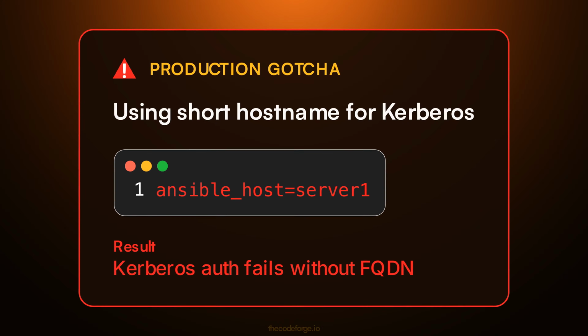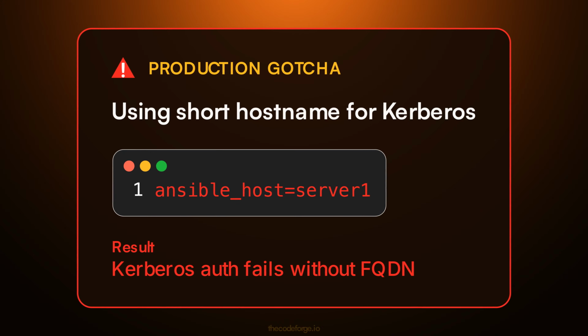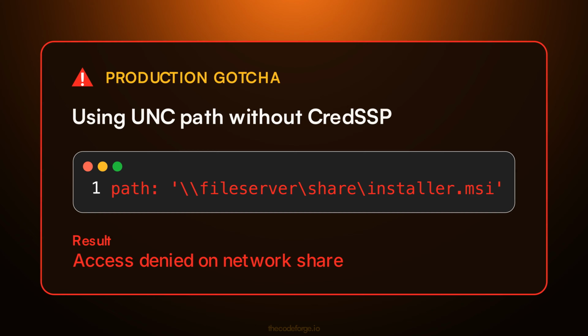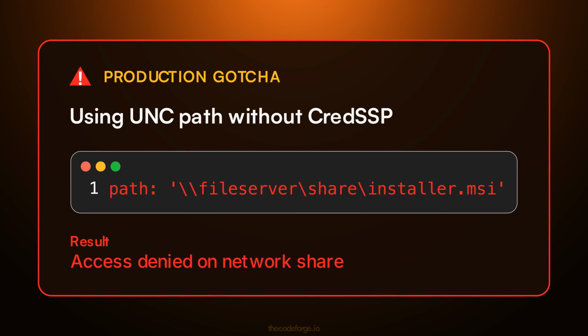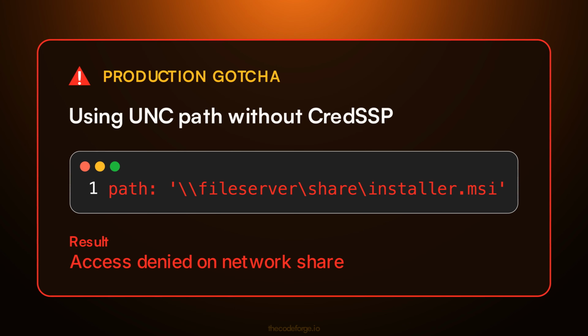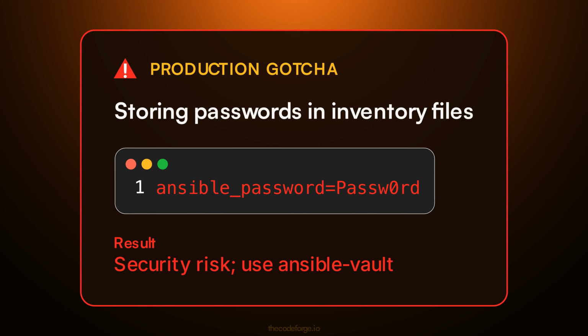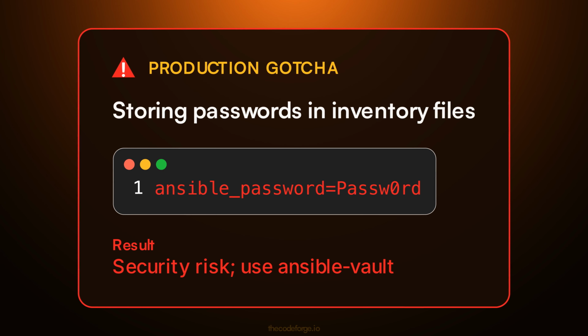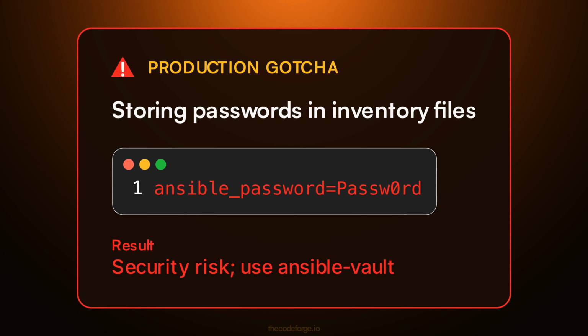For Kerberos to work, you must use the fully qualified domain name, FQDN, in ansible_host. Otherwise, the SPN lookup fails. Always use the FQDN like server1.domain.com. If the installer is on a network share, WinRM cannot delegate credentials by default. Use CredSSP authentication or copy the installer locally first to avoid the double hop problem. Never use ansible_password in plaintext in inventory files. Use Ansible Vault or environment variables like ANSIBLE_PASSWORD to keep credentials secure.